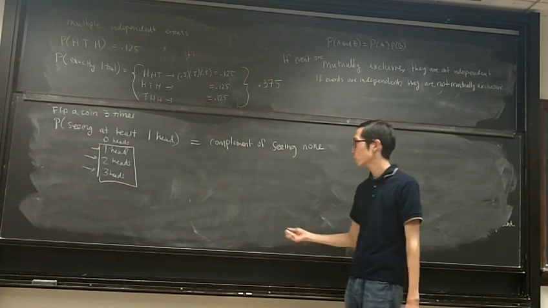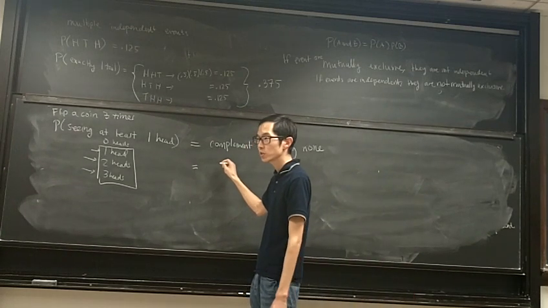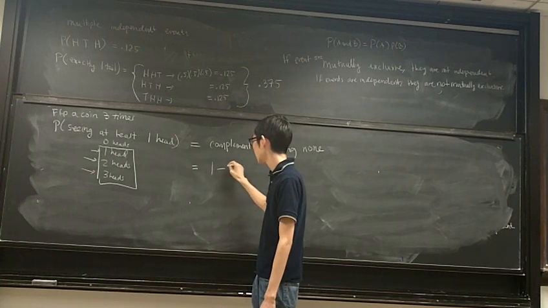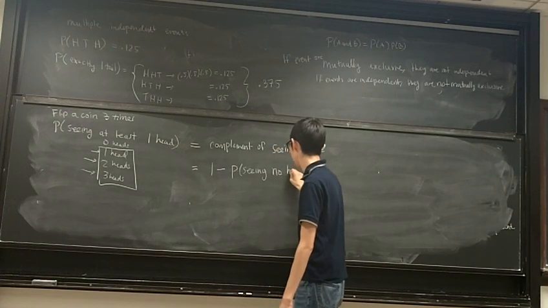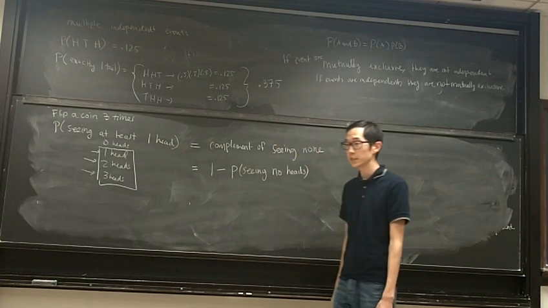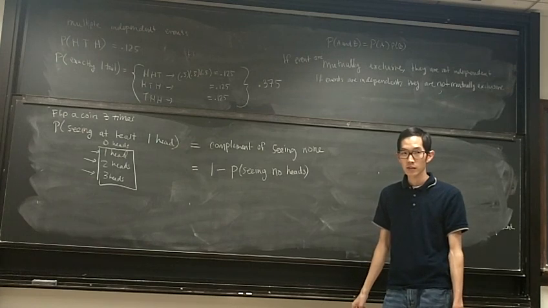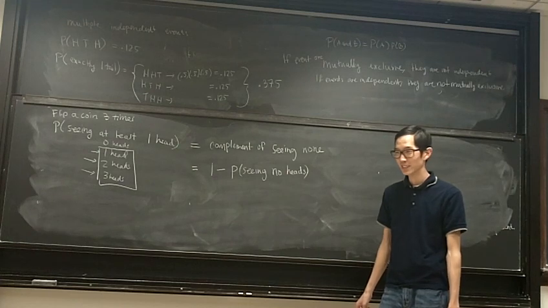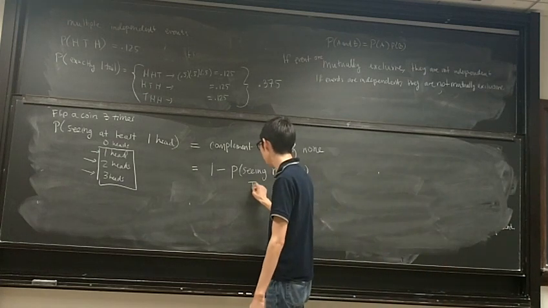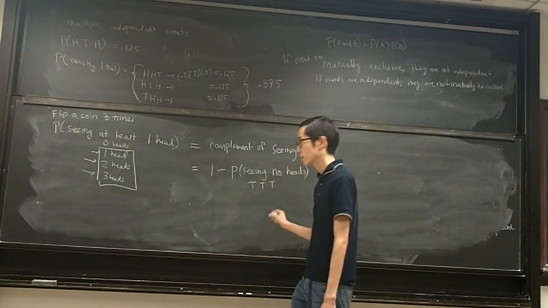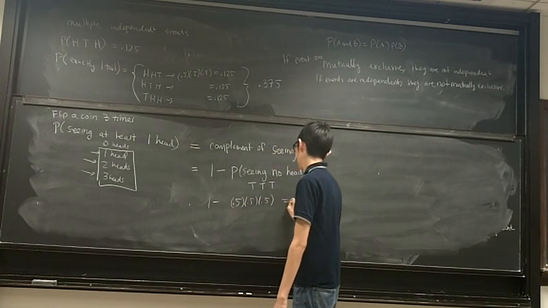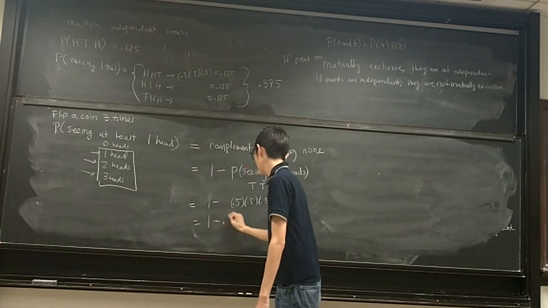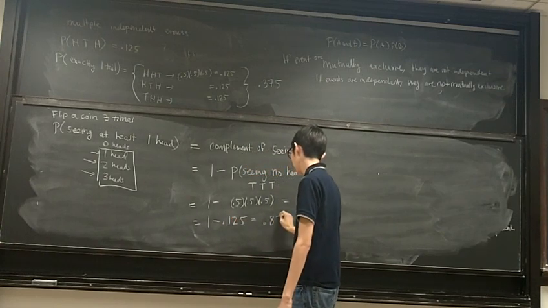So what's the probability of seeing at least one head? This is going to be equal to, what is the complement? One minus the probability of seeing no heads. What's the probability of seeing no heads? It's 0.125, right? Seeing no heads means you saw tails, tails, tails. So this is going to be 1 minus 0.5 times 0.5 times 0.5. So that's 1 minus 0.125, which is 0.875.